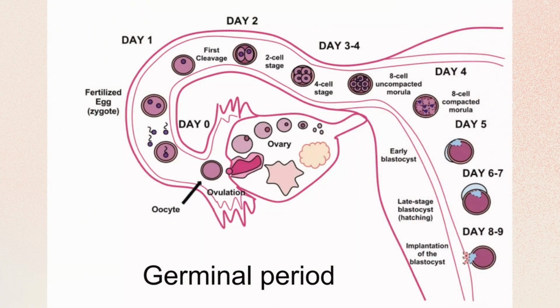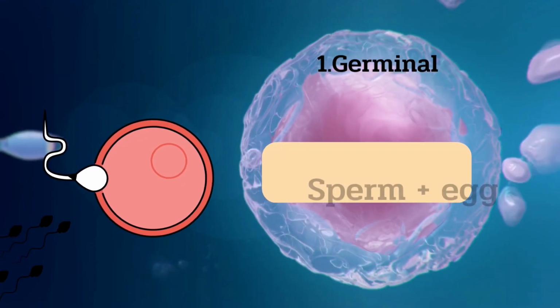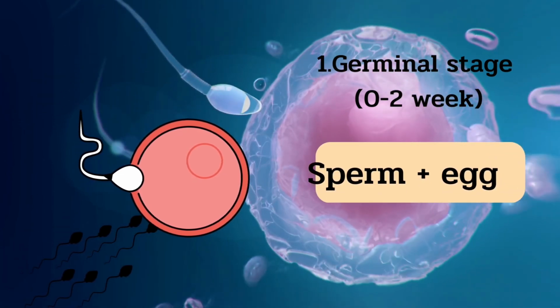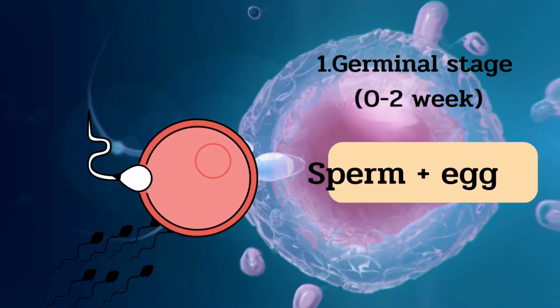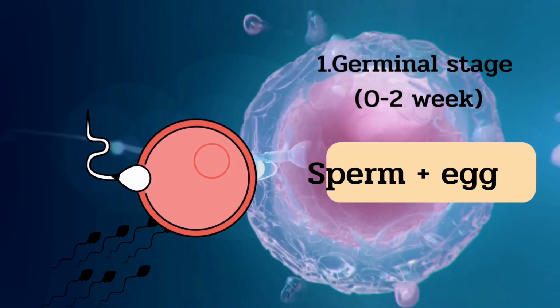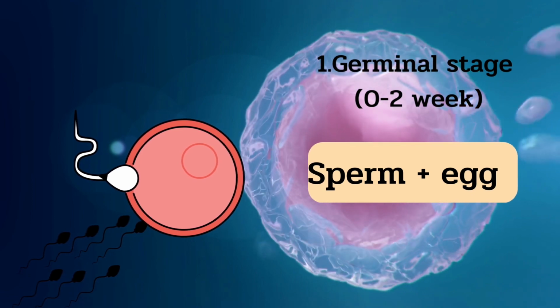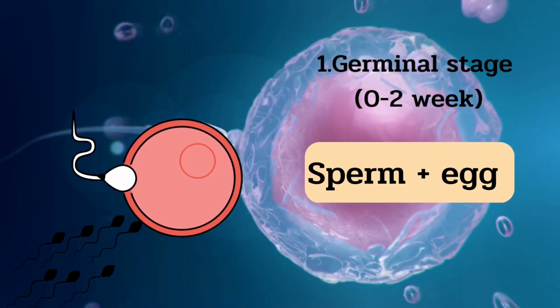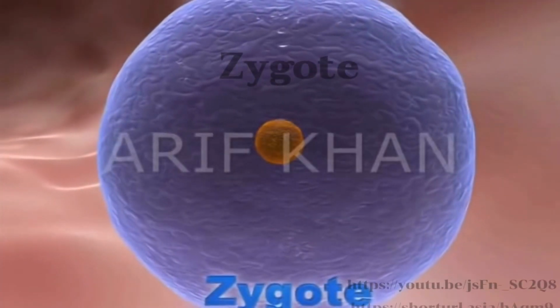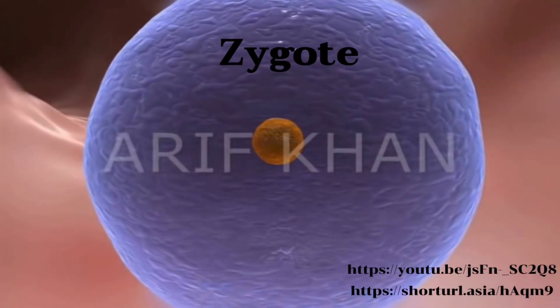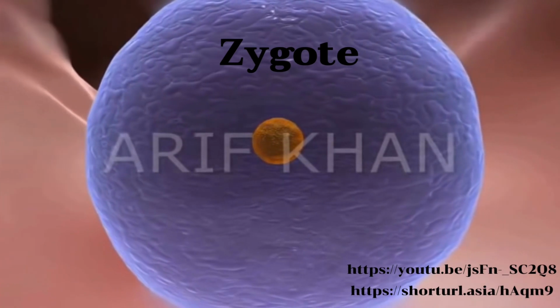The first period is the germinal period. The germinal period begins in a fallopian tube when an ovum is fertilized by sperm to form a zygote. Cell division begins approximately 24 to 36 hours after conception through the process of mitosis. A few hours after fertilization, the zygote begins to multiply. At hour 36 it becomes a 2-cell organism.